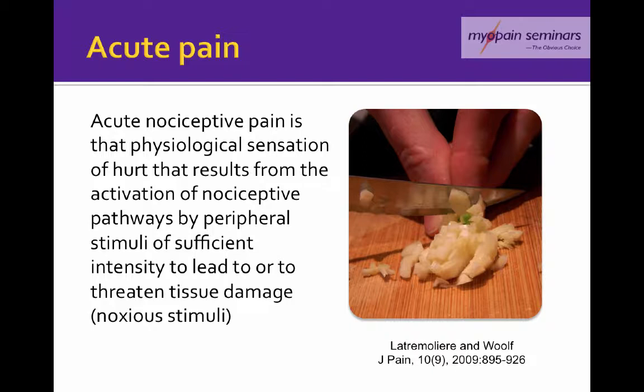Acute pain, as in this picture, when you attempt to cut onions but actually slice part of your finger. Acute nociceptive pain is a physiological sensation of hurt that results from the activation of nociceptive pathways by peripheral stimuli of sufficient intensity to lead to, or to threaten, tissue damage. That's known as nociceptive stimuli or noxious stimuli.